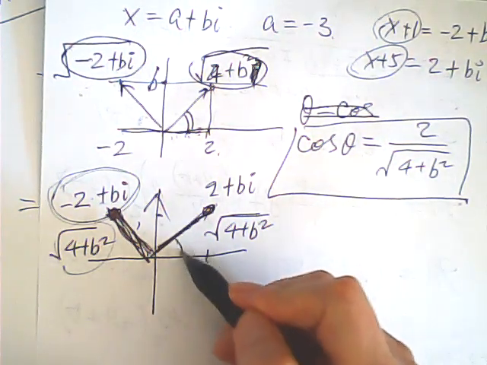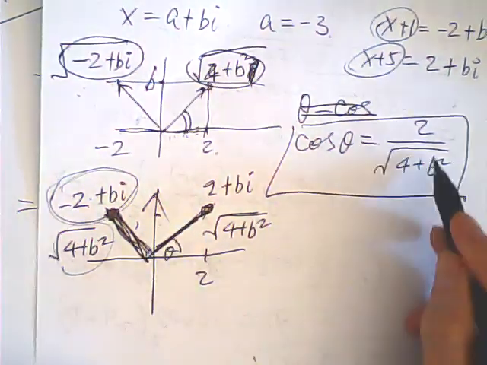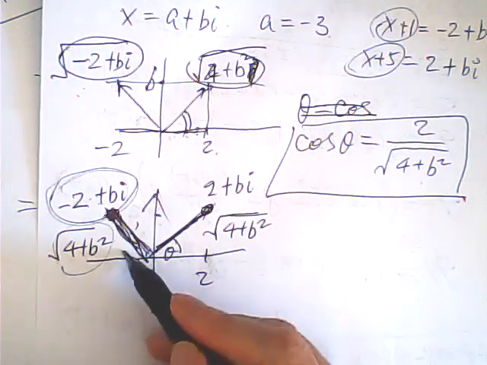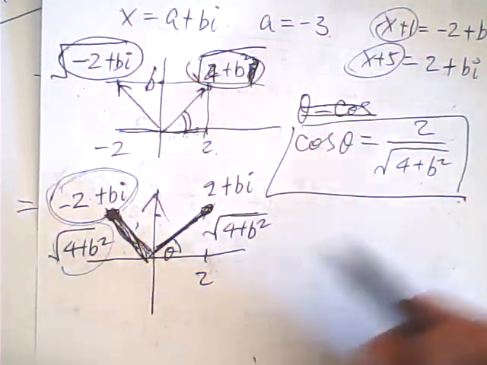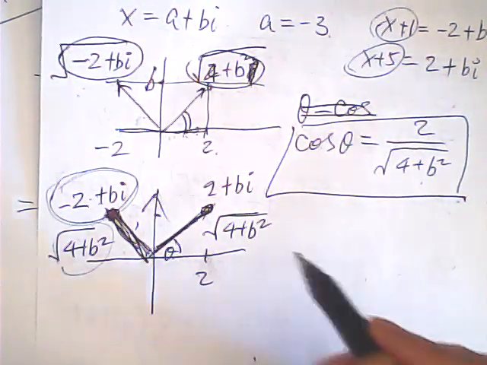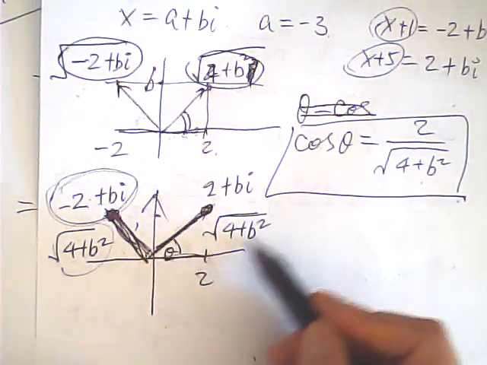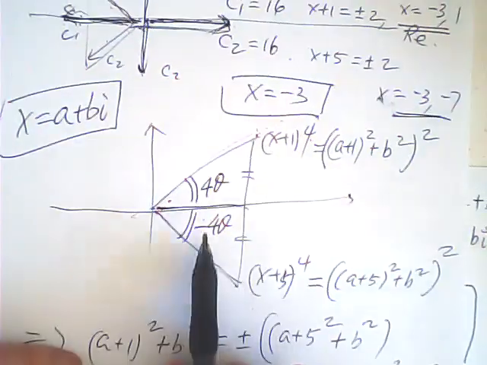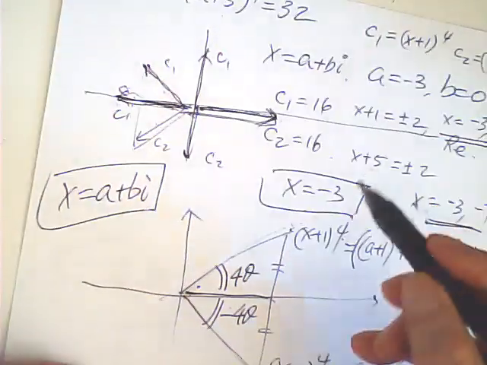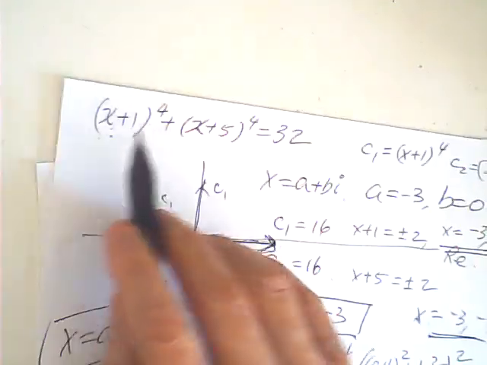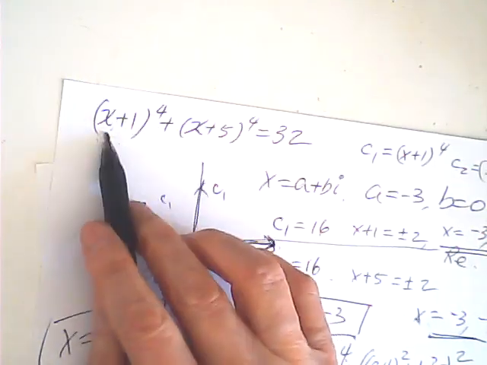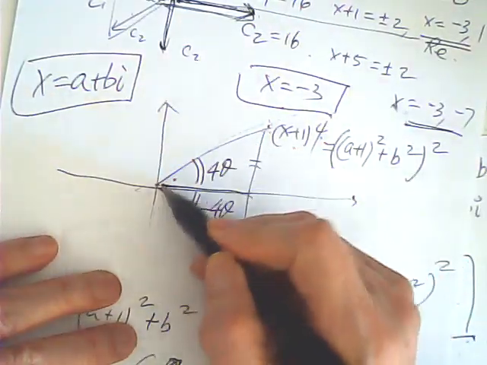And this is the argument, which is 2 over that. Negative, the same thing, okay? So cosine theta is equal to 2 over this length. Now let's come back to this. This is a complex number to the fourth power, right?